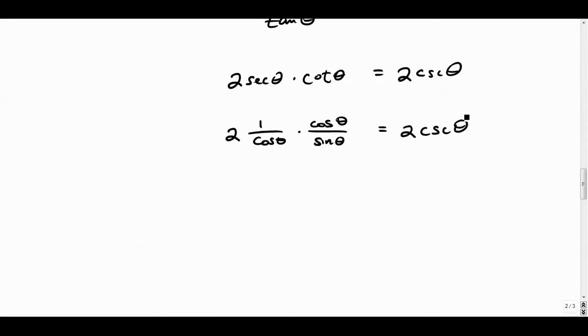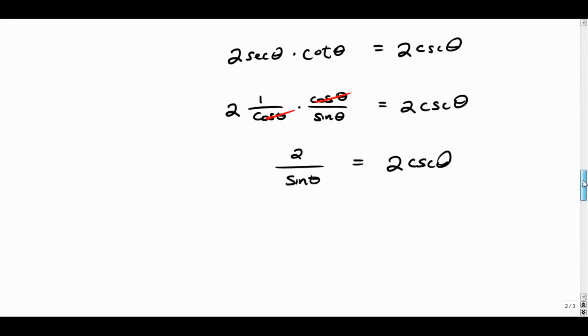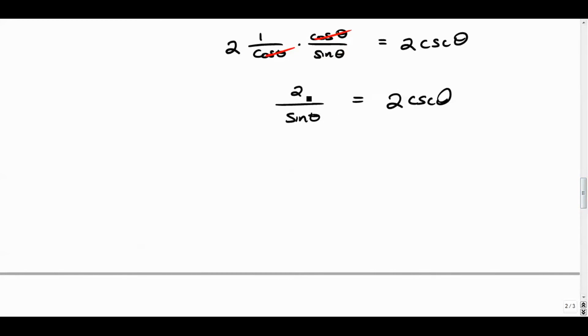And you can probably see that we're pretty much finished. I've got cosine and cosine to cancel. So that leaves me with 2 over sine theta. And does that equal 2 cosecant theta? Definitely. Because remember, 1 over sine theta is cosecant theta. So I'm finished. Let's move on.